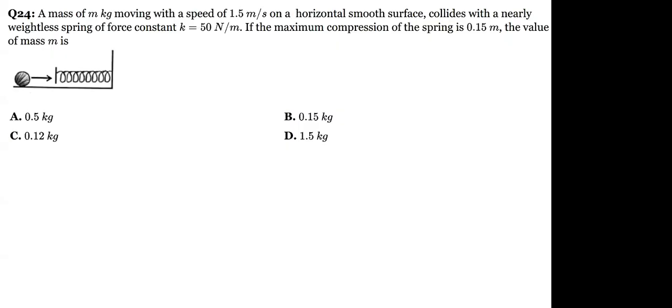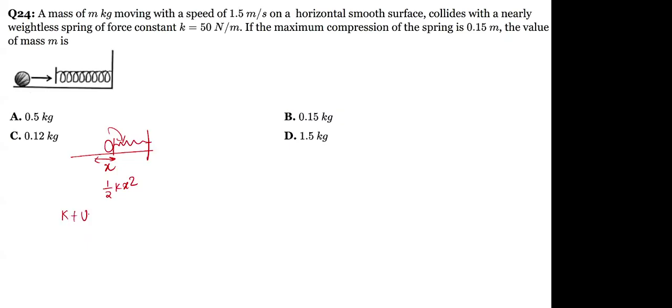So here, the given situation is that this ball is moving with a velocity of 1.5 meter per second. It compresses the spring. The spring gets compressed and the distance traveled by the spring is, let's say, x. So there will be a potential energy stored in the spring, which is given by 1 by 2 kx square. So we can apply the conservation of mechanical energy here.